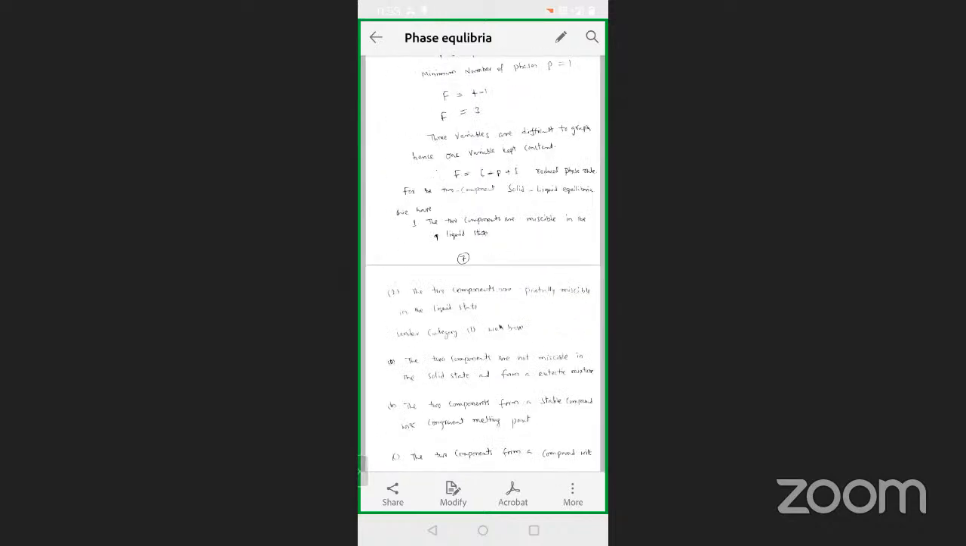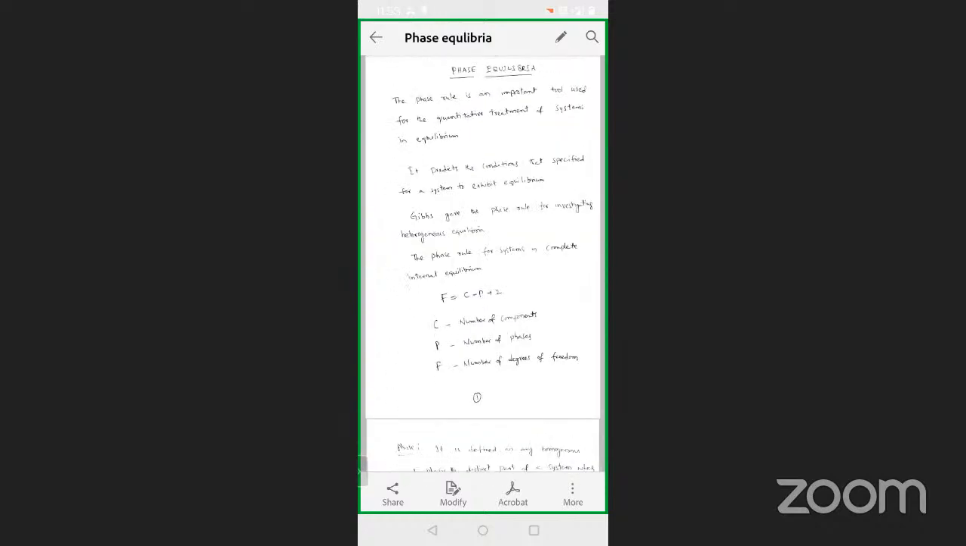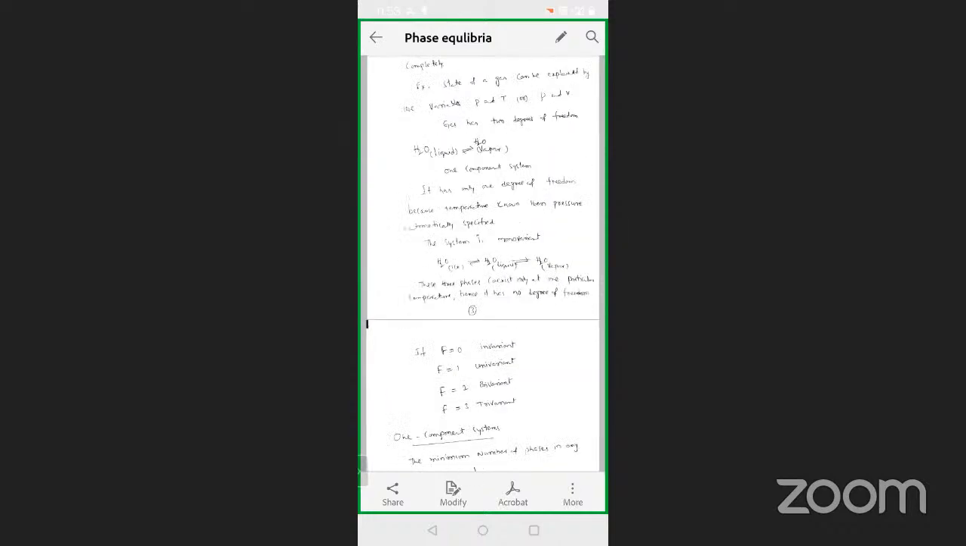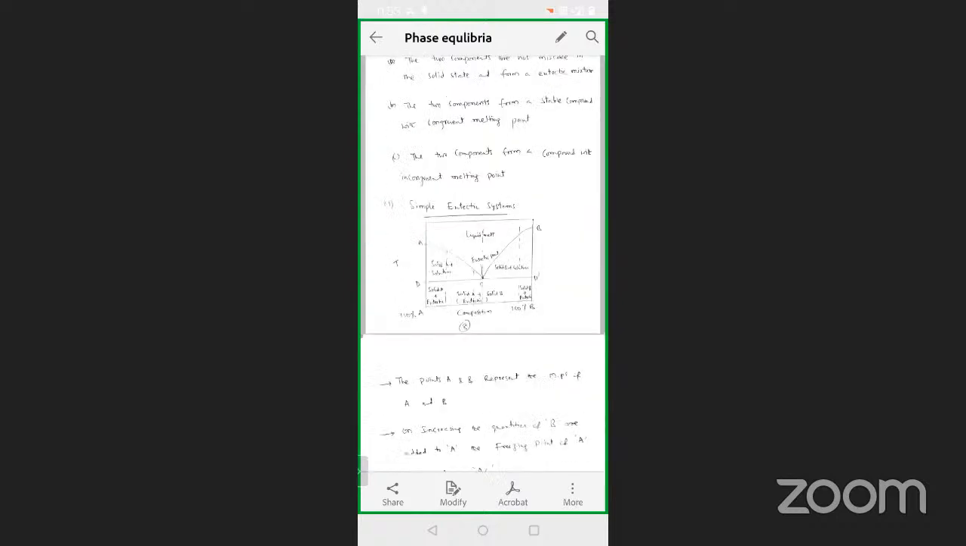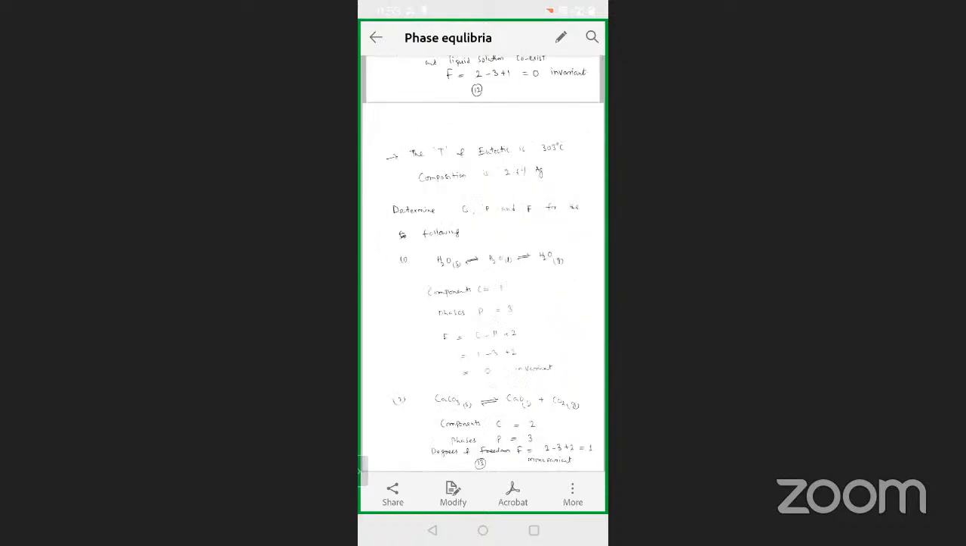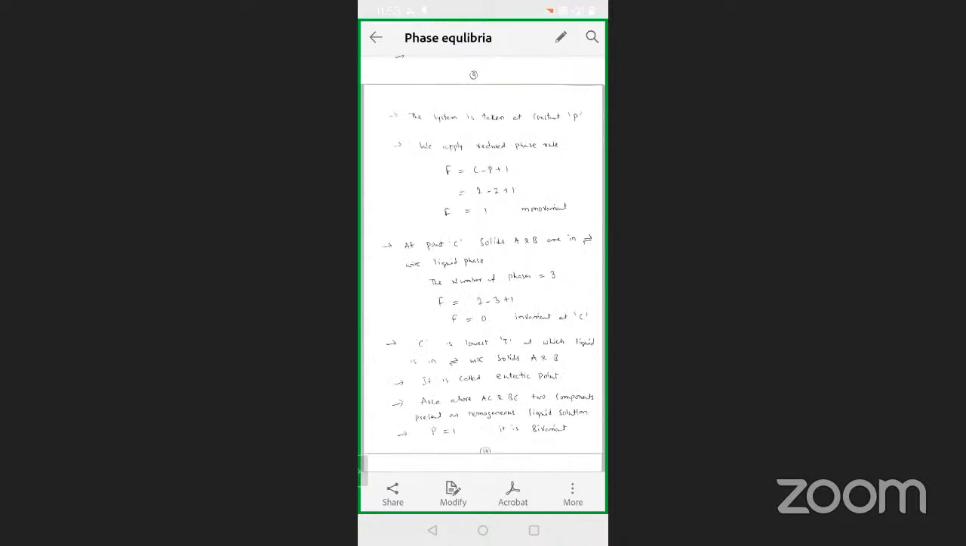And again, I will share this synopsis for your further study, reading. Practice some more questions based on these points. So it's a very small topic which we have discussed till now. Okay, anything you want to ask other than this?